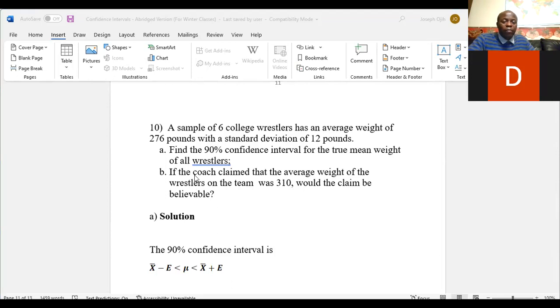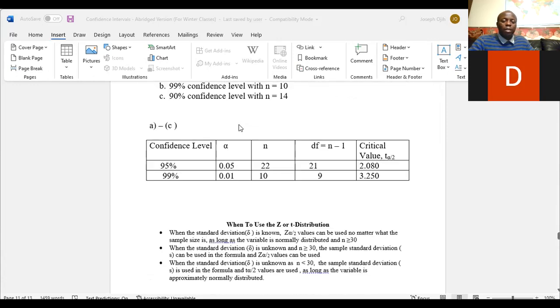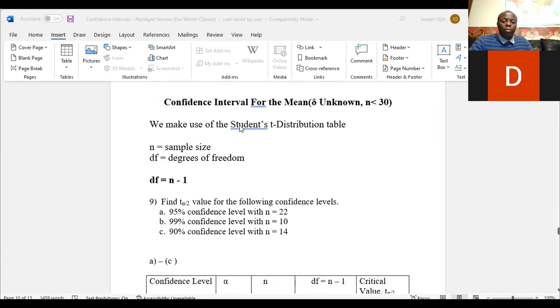And part B says if the coach claimed that the average weight of the wrestlers on the team was 310 pounds, would that claim be believable? So this is a small sample, and we don't know the value of the population standard deviation. So we're using a sample standard deviation of 12 pounds. That means this is a good candidate for using the student T distribution table, because the sample size is small and we don't know the population standard deviation.